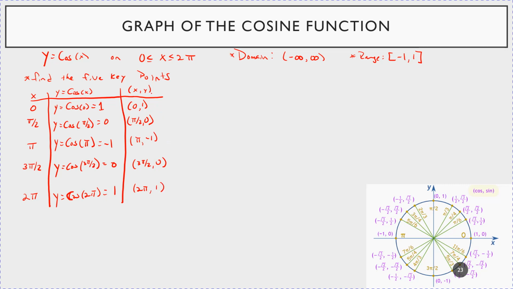So look how this one goes. This one goes 1, 0, -1, 0, 1, right? So we saw sine went 0, 1, 0, -1, 0. So this one is just a little different here. All right, so now let's sketch the graph using these points.